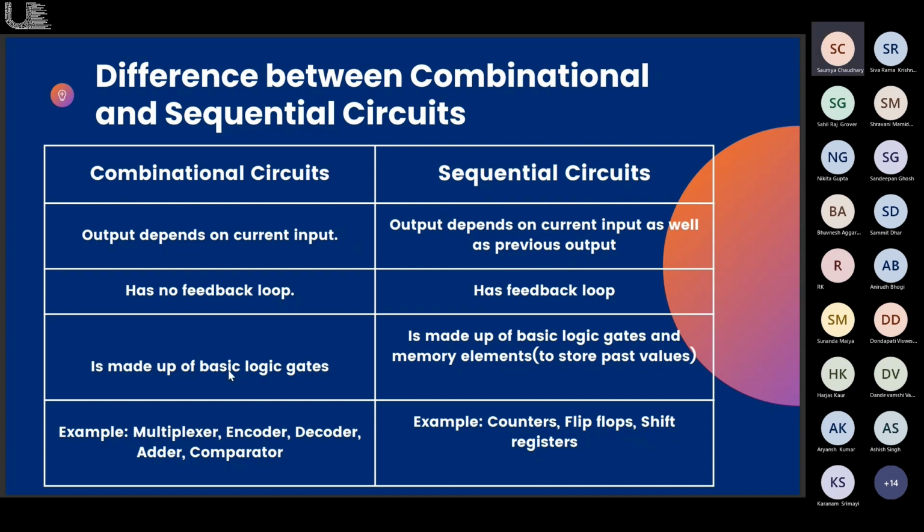Combinational circuit is made up of logic gates, and sequential circuit also involves some basic logic gates as well as the memory elements. Some examples of combinational circuits are multiplexer, encoder, decoder, adder, comparator. We have seen all these in previous workshops. And in the sequential circuits, we have counters, flip-flops, shift registers. We will see about these in the workshop.